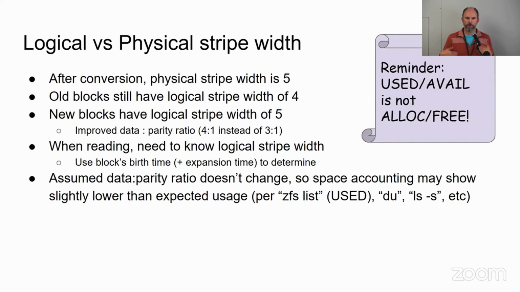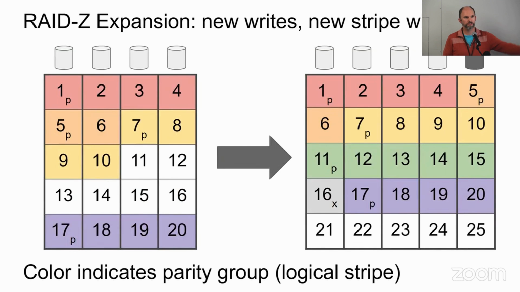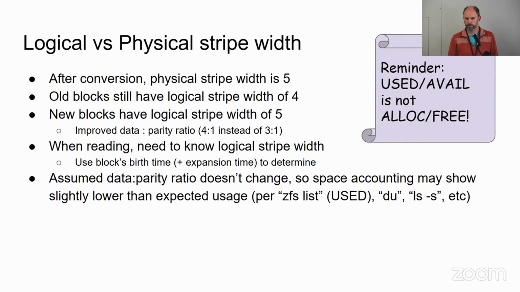But this brings up a little bit of trickiness. That's great that we did this allocation and it's a bigger allocation, but when we go to read the data, how do we know whether it was written with the old layout with 1 parity to 3 data, or the new with 1 parity to 4 pieces of data? The way that we do this is when we're reading, we need to know what the logical stripe width was.